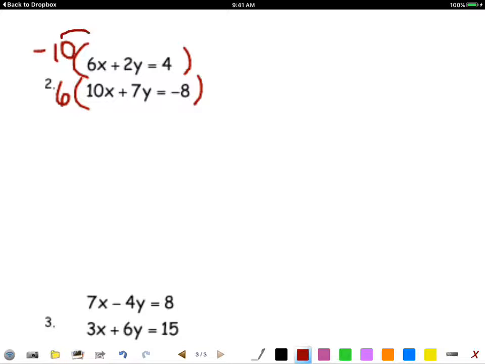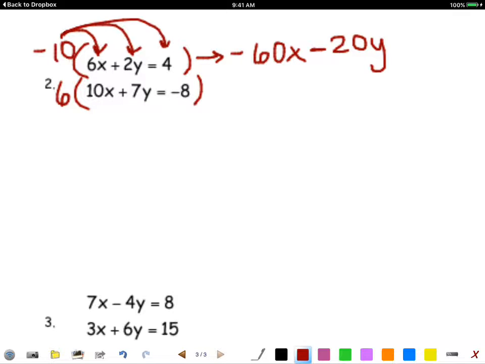All right, so let's distribute this through. Negative 10 times 6, negative 60x, negative 10 times 2y, negative 20y, and negative 10 times 4, negative 40.